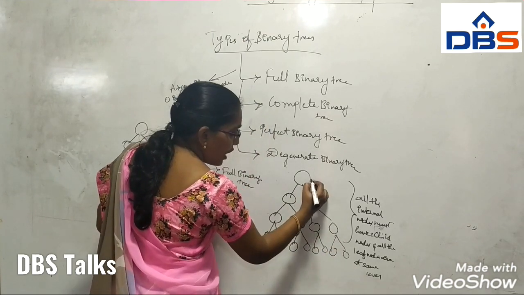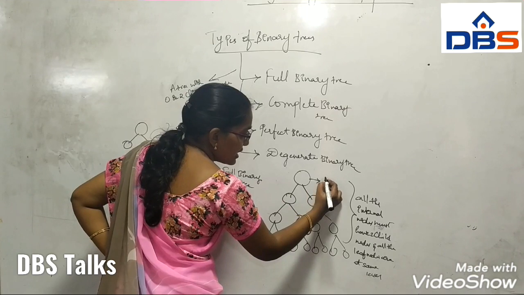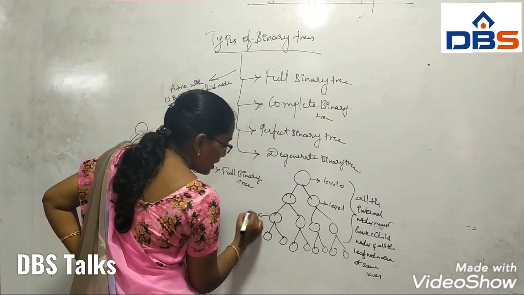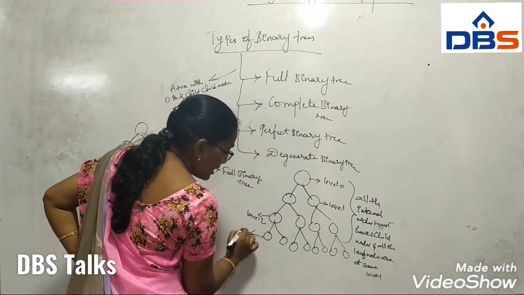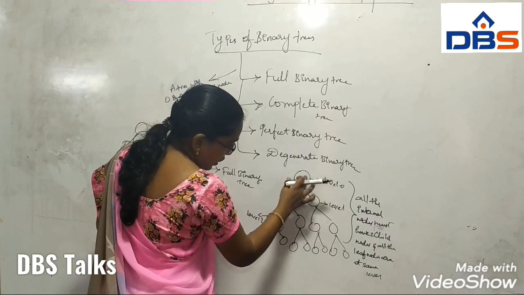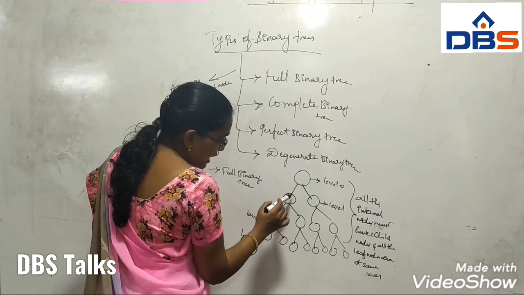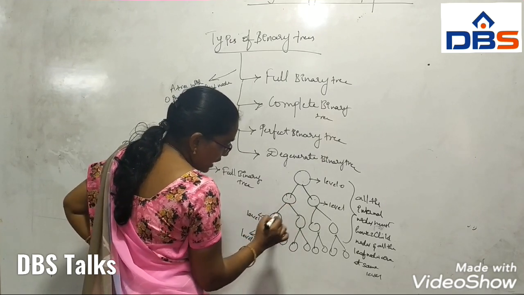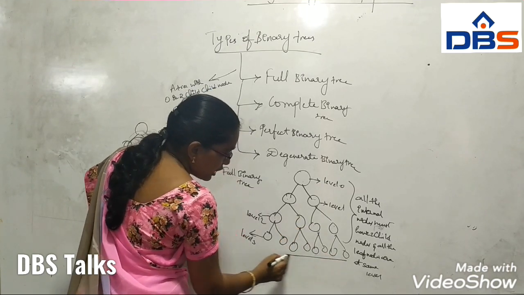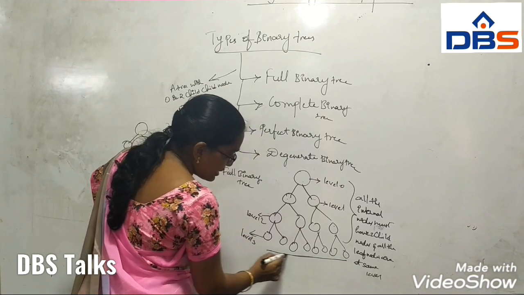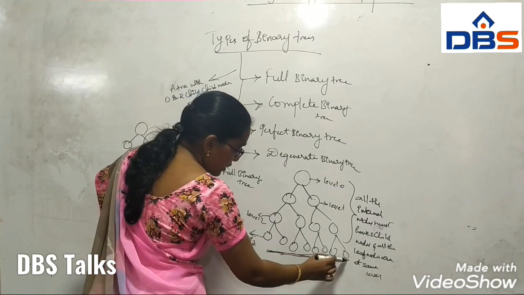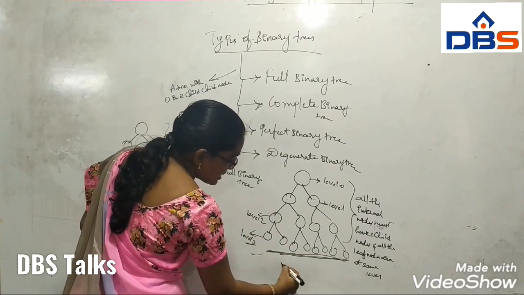What are the levels? We have already discussed in the previous class. We can say this one as level 0, this is level 1, this one is level 2, and this one is level 3. Please observe the condition. See, these are all the internal nodes. This one is having 2 child nodes. This internal node is also having 2 child nodes. This internal node is also having 2 child nodes. And all these are leaf nodes. Leaf nodes are all at the same level. Yes or no? Here the condition is satisfied.